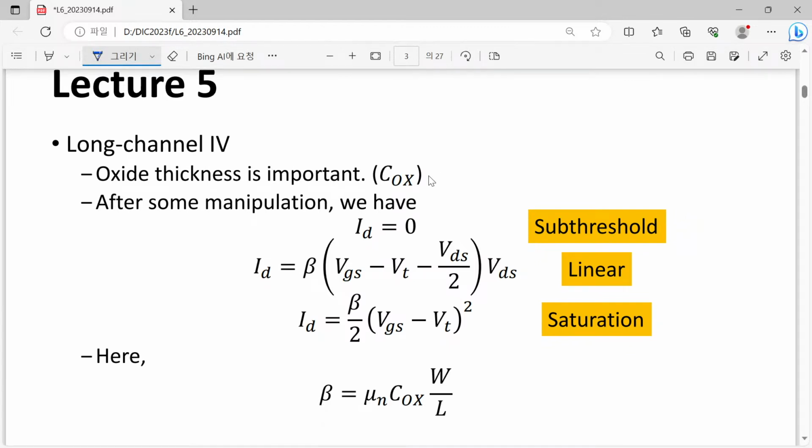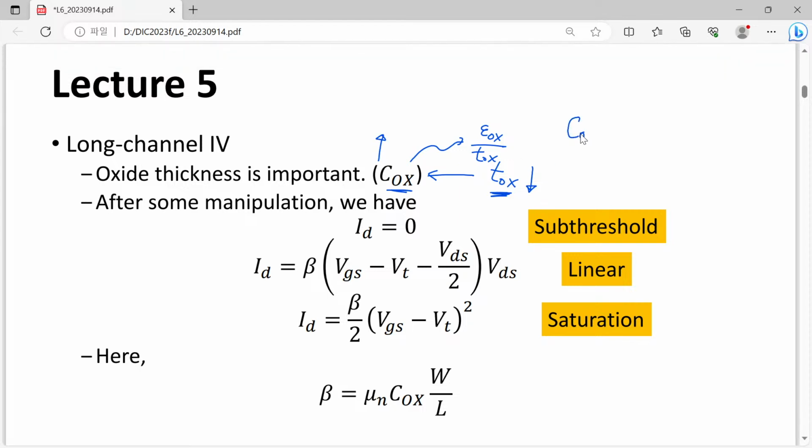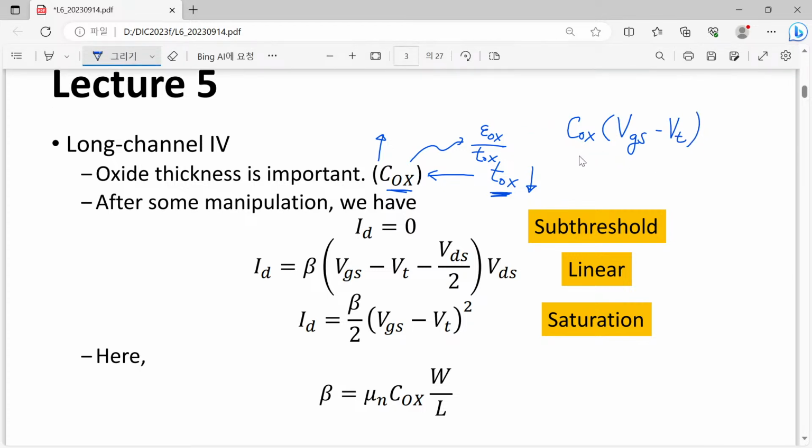And at the beginning, we have learned that one of the most important quantities of a given technology is oxide thickness, because oxide thickness determines the oxide capacitance, which is given by oxide permittivity divided by oxide thickness. So thinner oxide gives you higher oxide capacitance, and this oxide capacitance is just to collect your inversion electrons, or inversion holes in the case of a MOSFET.